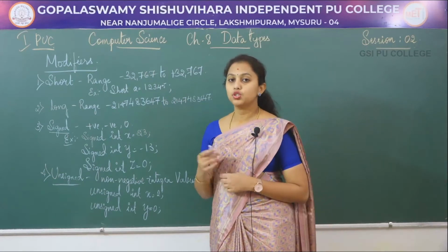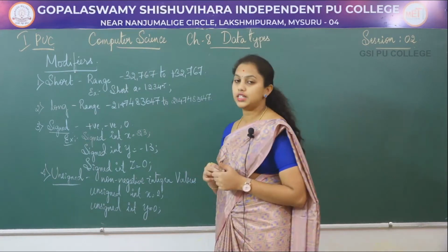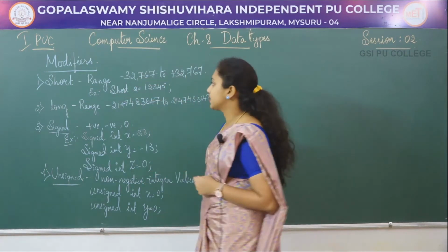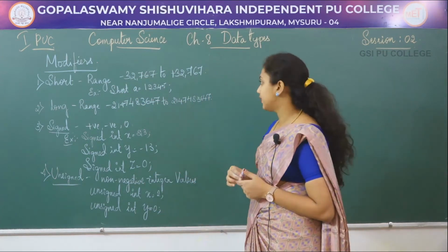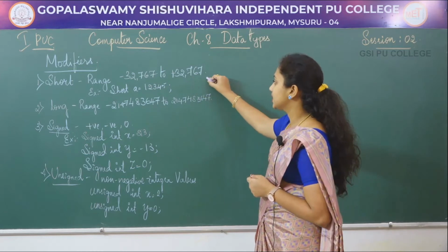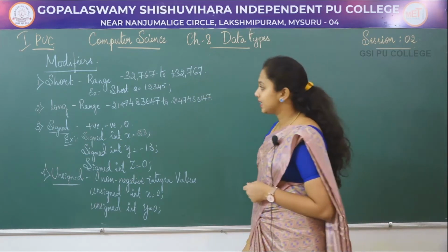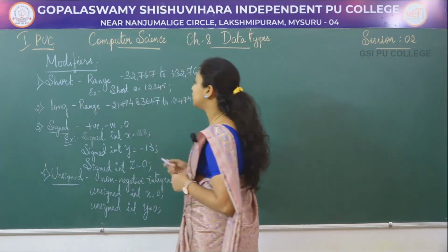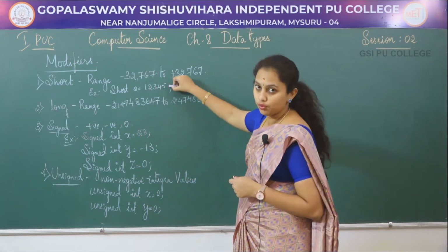We can use short for small integers. It ranges from minus 32,767 to plus 32,767. An example for short type is short A is equal to 12345.